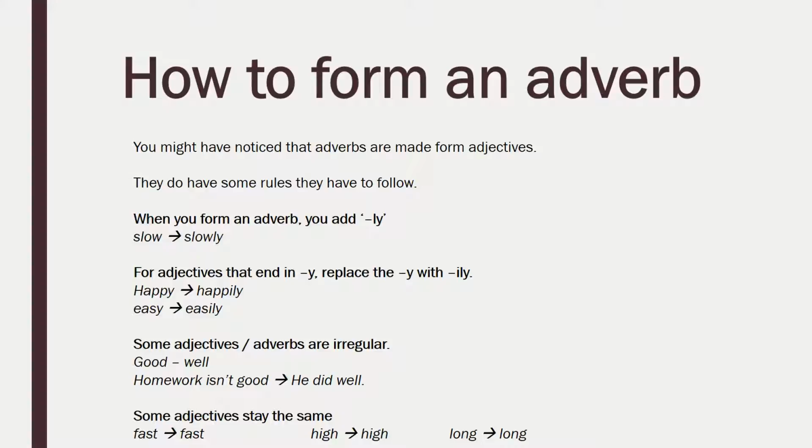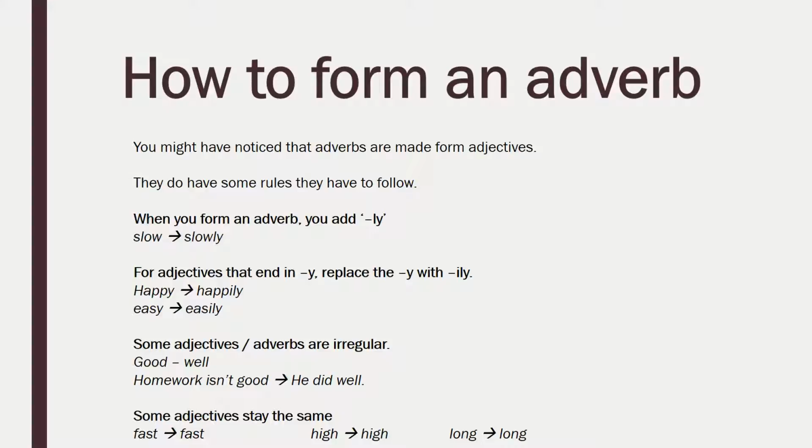So now we are going to focus on how to form an adverb. You might have noticed that adverbs are made from adjectives, but they do have some rules that they have to follow. The main rule, the basic rule that you use in most cases when forming an adverb is you add ly, so an L and a Y. So in this case, slow becomes slowly.